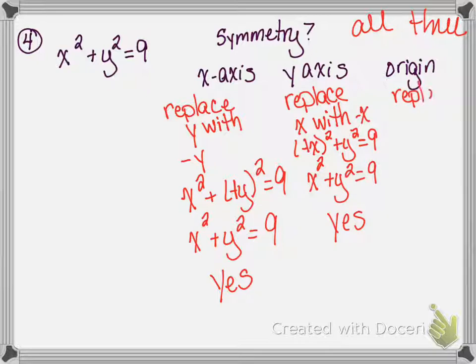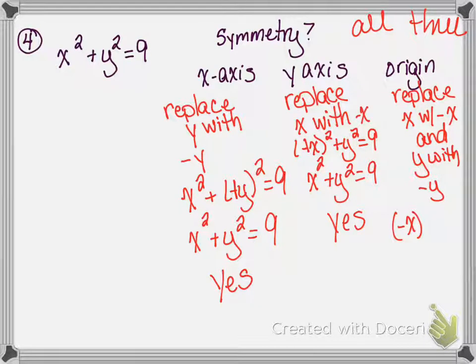So we are going to replace x with negative x and y with negative y. So I have negative x squared plus negative y squared equals 9. Negative x squared is just x squared. Negative y squared is y squared. And so yes, this is symmetrical to all three. And I do think that confused some people because it was symmetrical to all three.